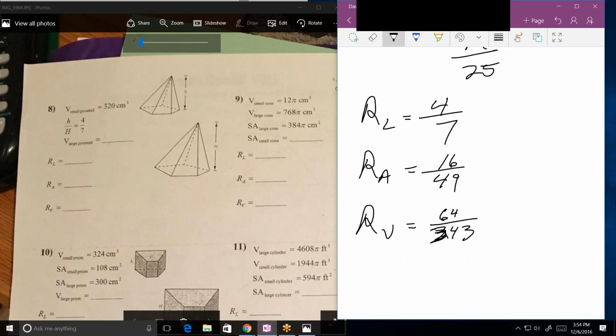So give me the ratio I'm going to set up. 64 is to 343 as 320 is to H or X or whatever. Yeah, exactly. That's the volume of the large. And then again, you don't have any problem solving these to come up with the answer. So let's set up another one. Let's go to 9.